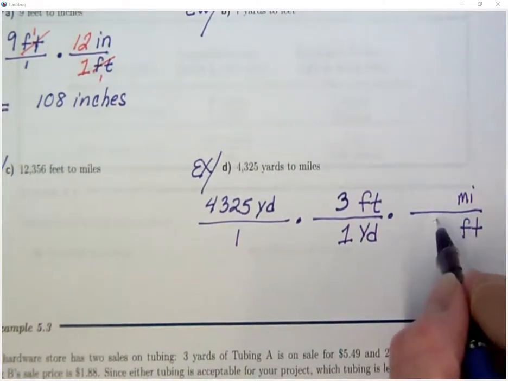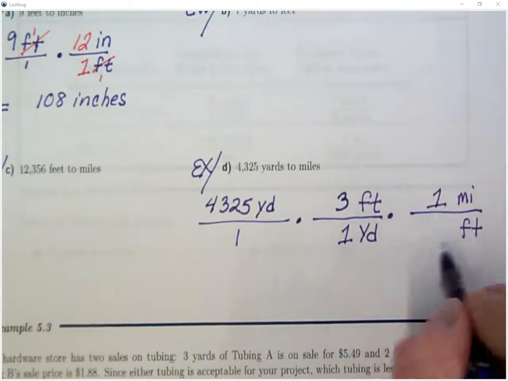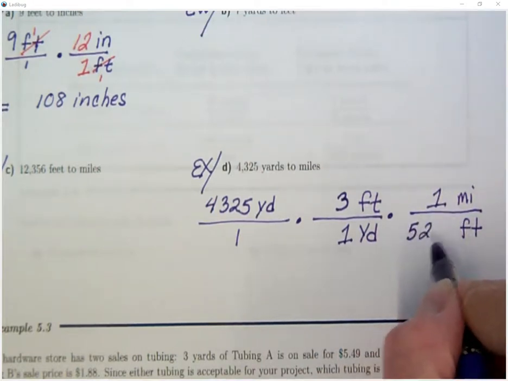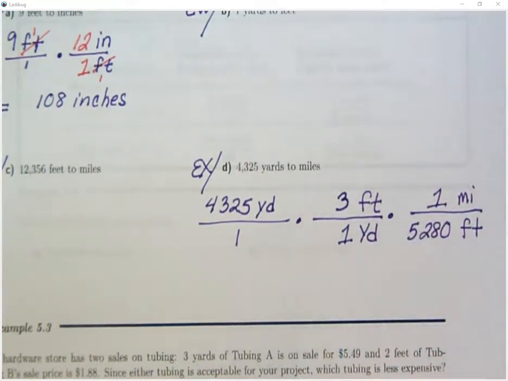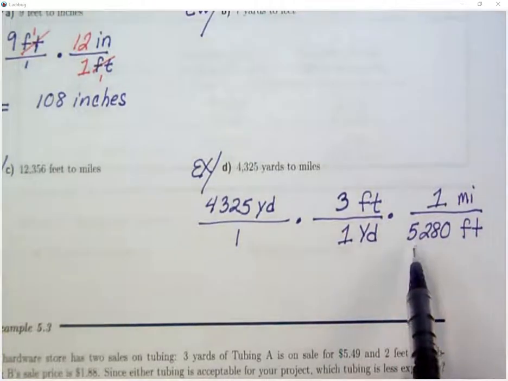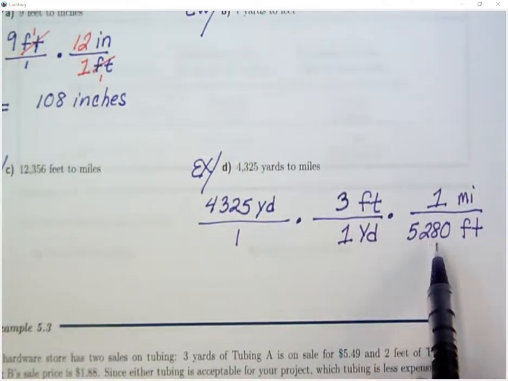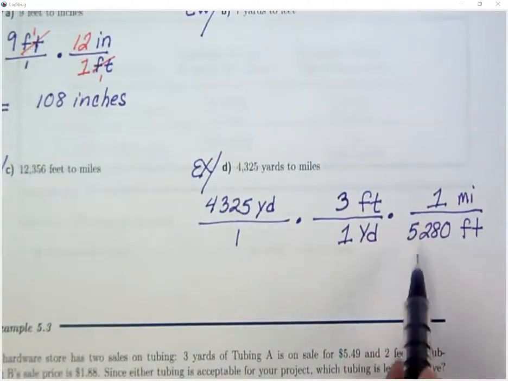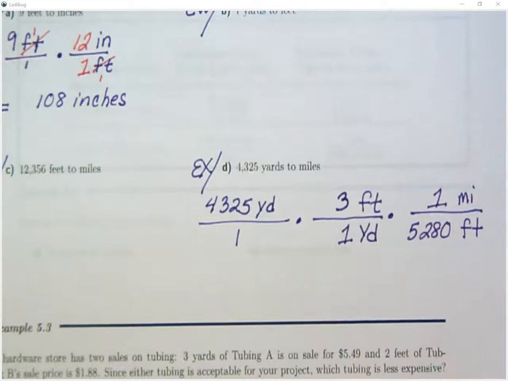The other conversion we're going to use is 1 mile is equal to 5,280 feet. Just a note about commas too. Commas are optional for 4 digits, but you can use them or you can leave them out. It's up to you. Anything higher than that, you should be using commas.